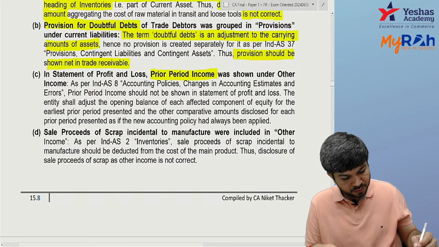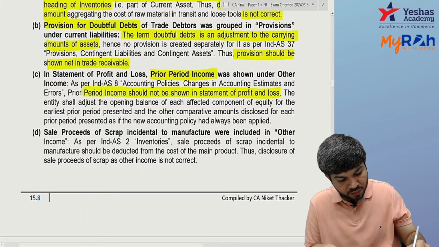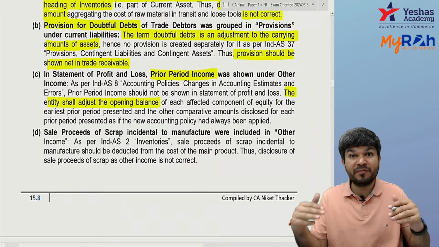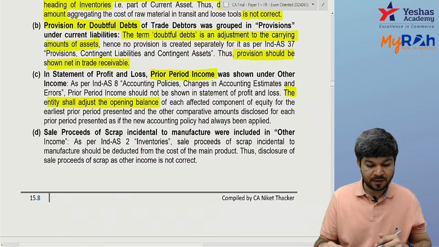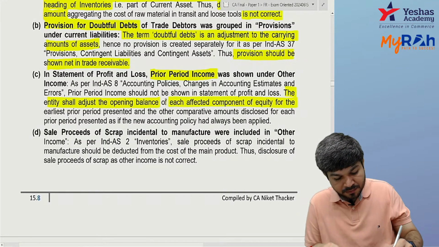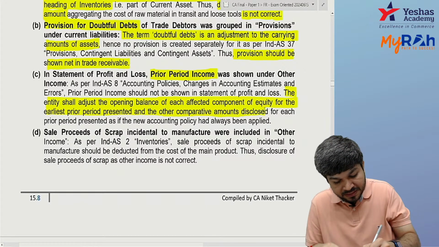Check out over here, prior period income should not be shown. You need to adjust the opening balance. If it's for a period before the previous year, the opening balance of each item of equity affected is restated, as well as the comparative amount which has been disclosed.